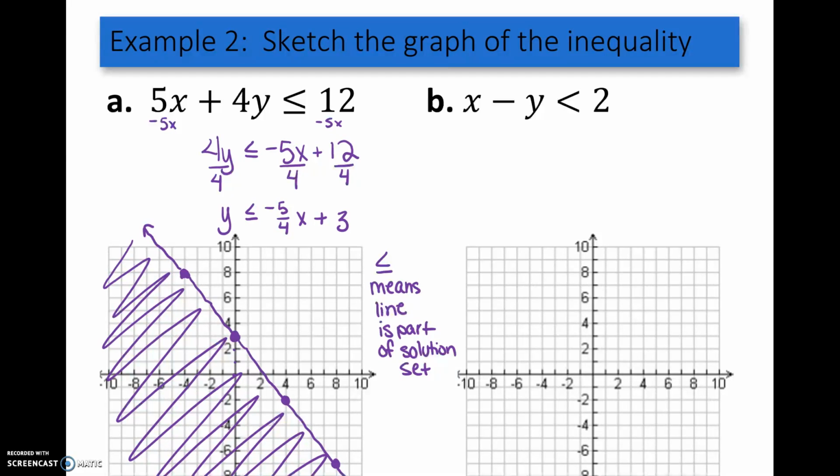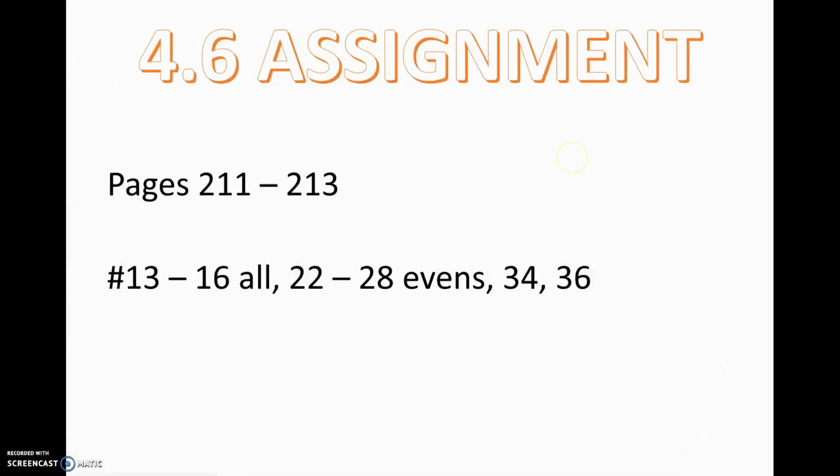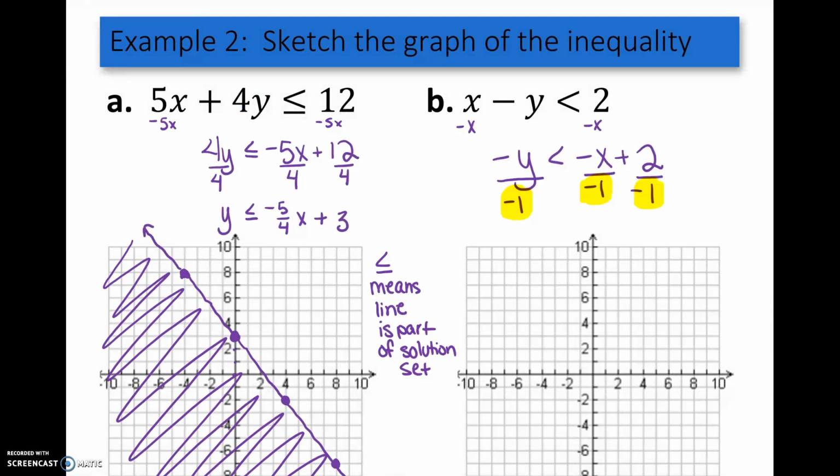All right, B. What do we need to do first? Subtract x on both sides. So negative y is less than negative x plus 2. How do we get rid of the negative? Divide by -1. Anyone remember anything crazy about inequalities and dividing by negatives? When you divide by a negative, you have to switch the sign.